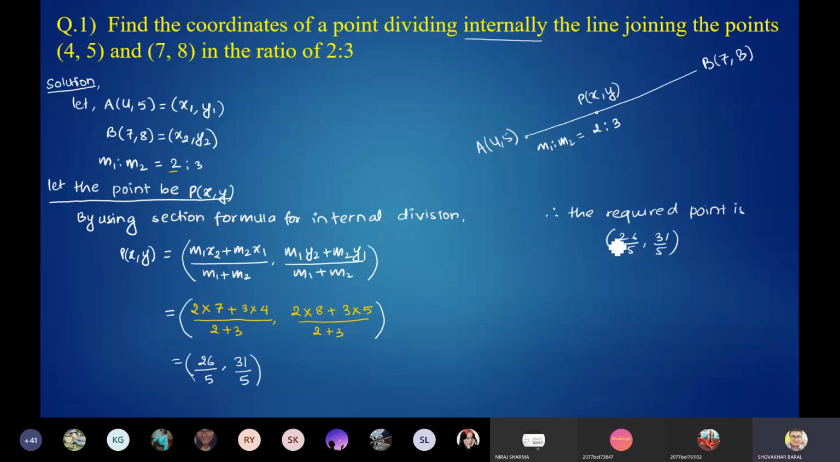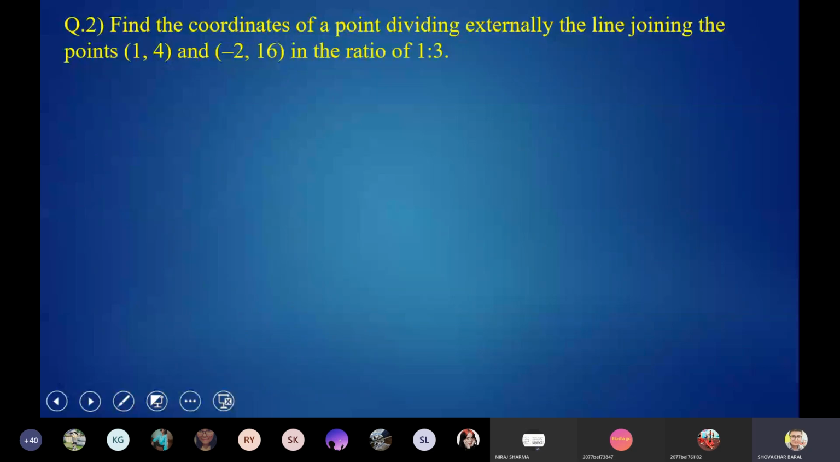Okay, the value of the required point is 26 by 5, comma 31 by 5. Okay, let's go to the next question. I hope you have copied it. Please let me know if you have not copied it. Let's go to the second question.